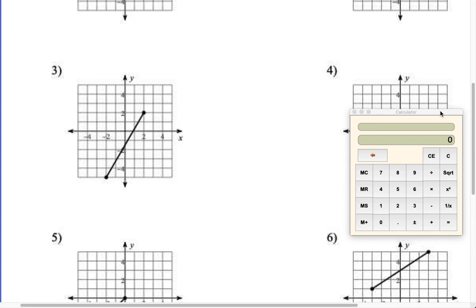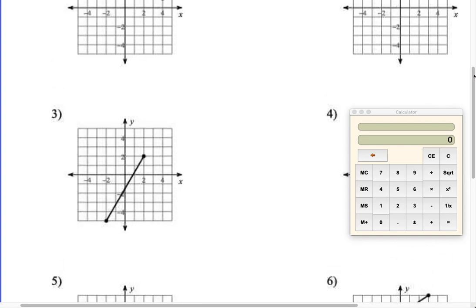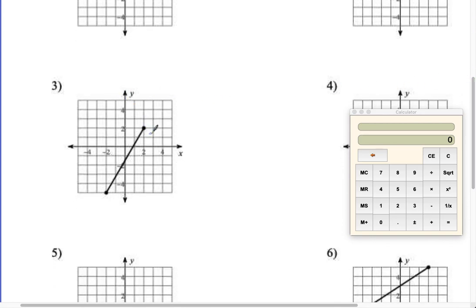So here we go. I'm moved down. I'm going to start on number 3. I feel like it's a little easier to see what's going on with number 3 than if I start with number 1 or 2. It just shows up a little better on this one.